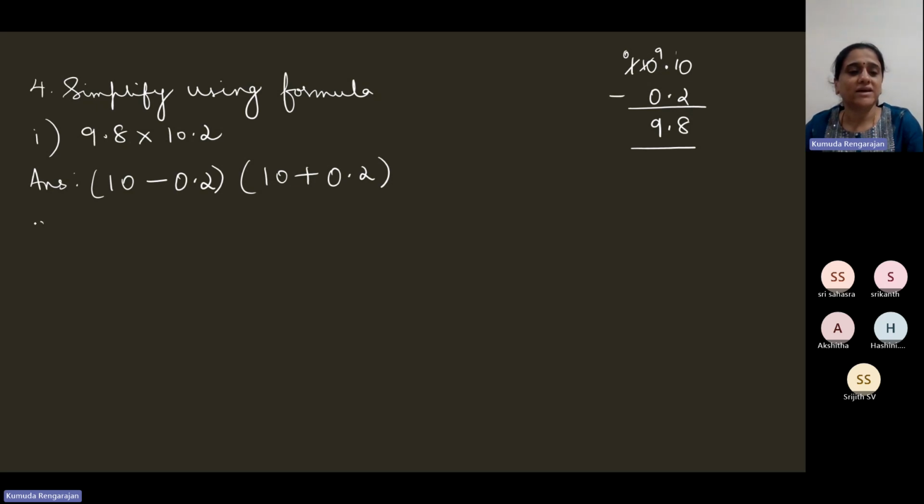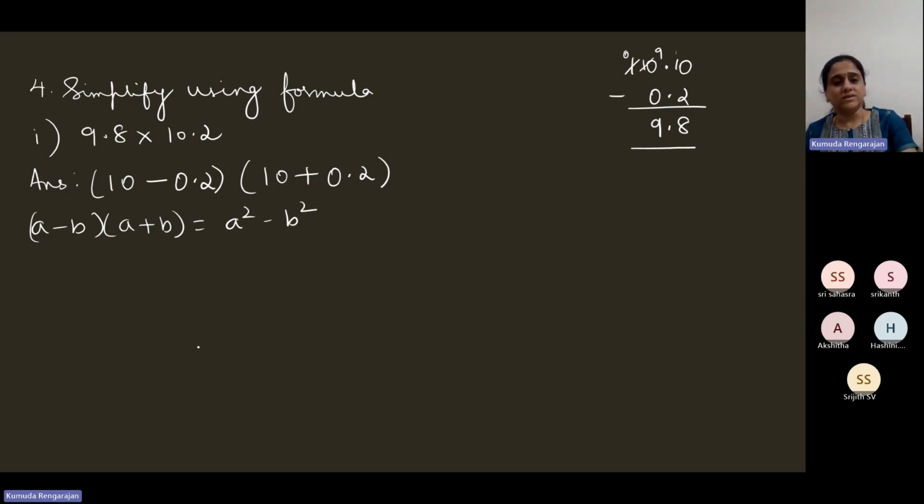So what's the identity? a minus b into a plus b is equal to a squared minus b squared. What we have here is of the form a minus b into a plus b, 10 minus 0.2 into 10 plus 0.2. So the answer is a squared minus b squared, where a is 10 and b is 0.2. So this is 10 squared minus 0.2 squared.